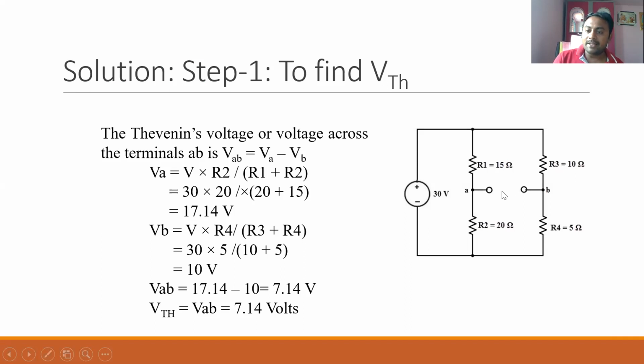Okay. So I am tracing the path from A to B. So this is A to B. We know this voltage, we know this voltage. So VAB equals VA minus VB, 17.14 minus 10. We got 7.1 volts. That is the Thevenin equivalent voltage.